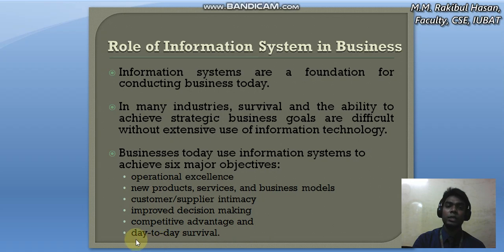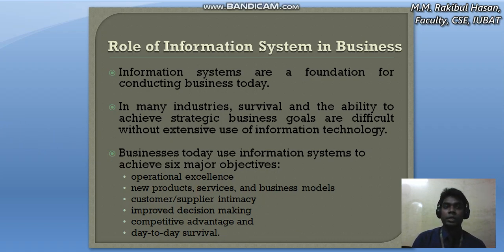The last point is day-to-day survival. That means for day-to-day operation, for day-to-day routine work, your information system will help you. It will make your life easier. It will automate the business process, different parts of your business process. So these are the 6 objectives we would like to achieve by using information systems in our business nowadays.